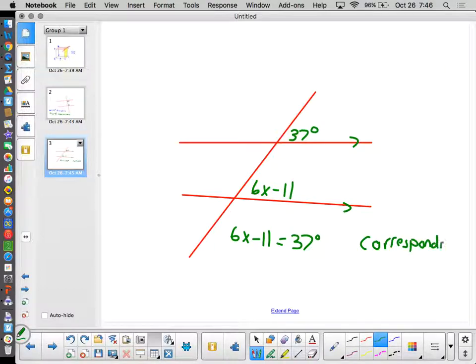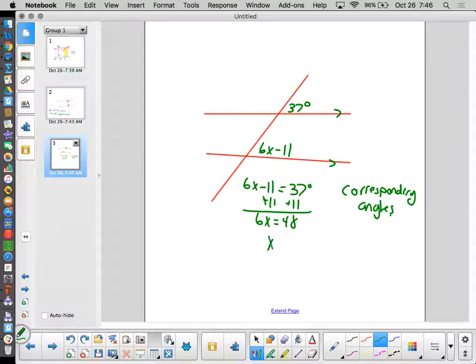Last one, you see, corresponding. And we got to solve that, so that's simple algebra. 6x equals 48, x equals 8. Okay, corresponding angles theorem. I can't spell today. Okay, so there we go.